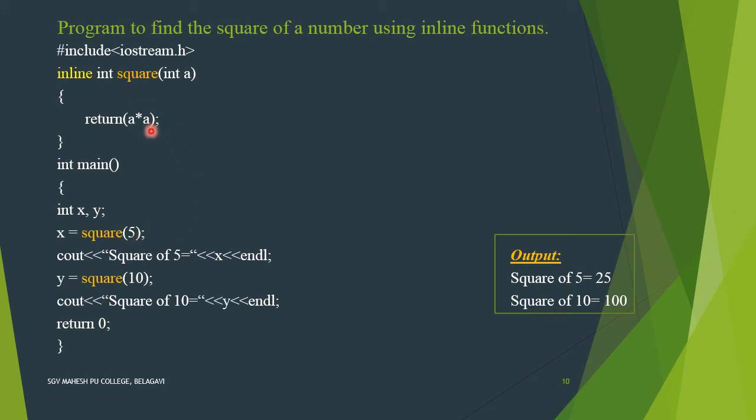I'm trying to put this a into a, that is 5 into 5 over here, and directly display the value of square of 5. Similarly, when you write y is equal to square of 10, you're not transferring the control over here. You're just pasting this code here and directly calculating its value, that is 10 into 10, and display the value. So when you execute the program, this is the output you get. Square of 5 is 25, square of 10 is 100.